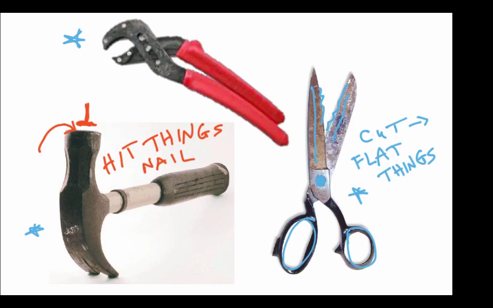The surface that the head of the hammer is made out of needs to be as hard or harder than the material that the nail is made out of. Otherwise, the hammer is just going to bend. So that's something about its structure, right? It's also, as I said, it's got a flat head.